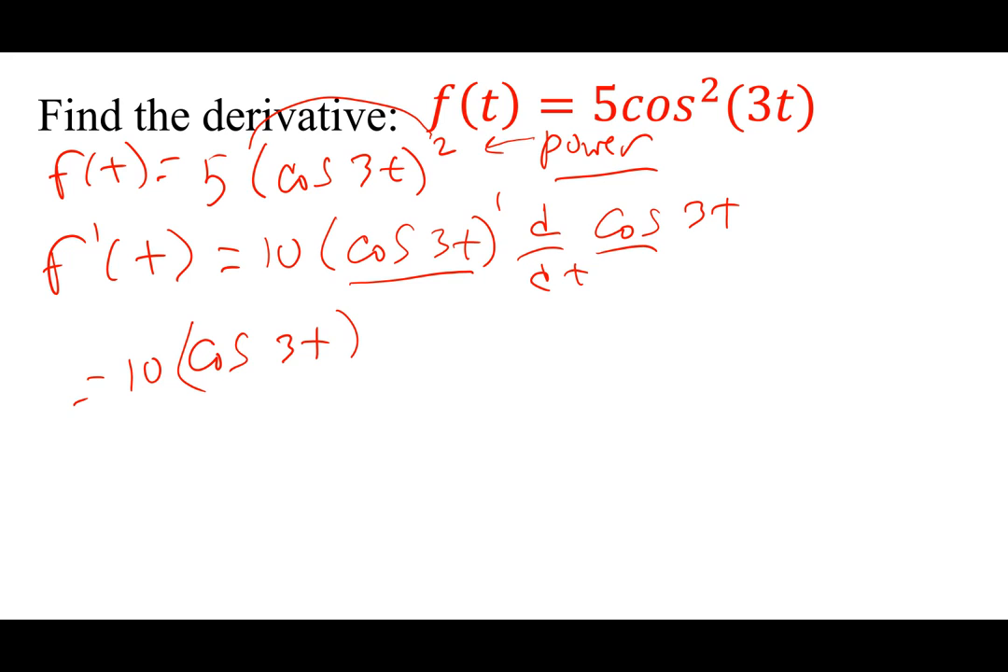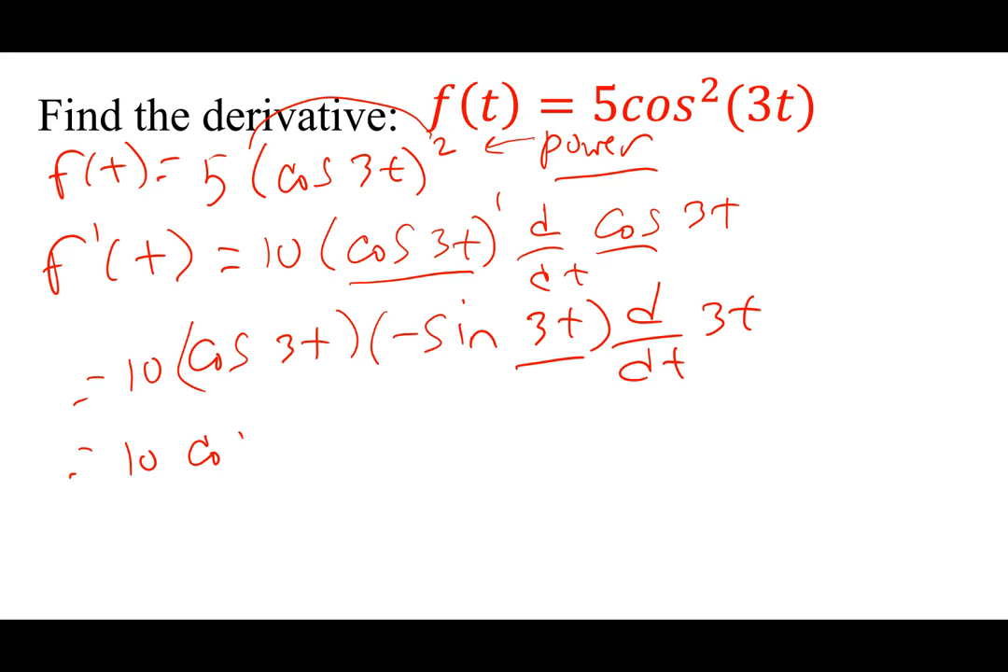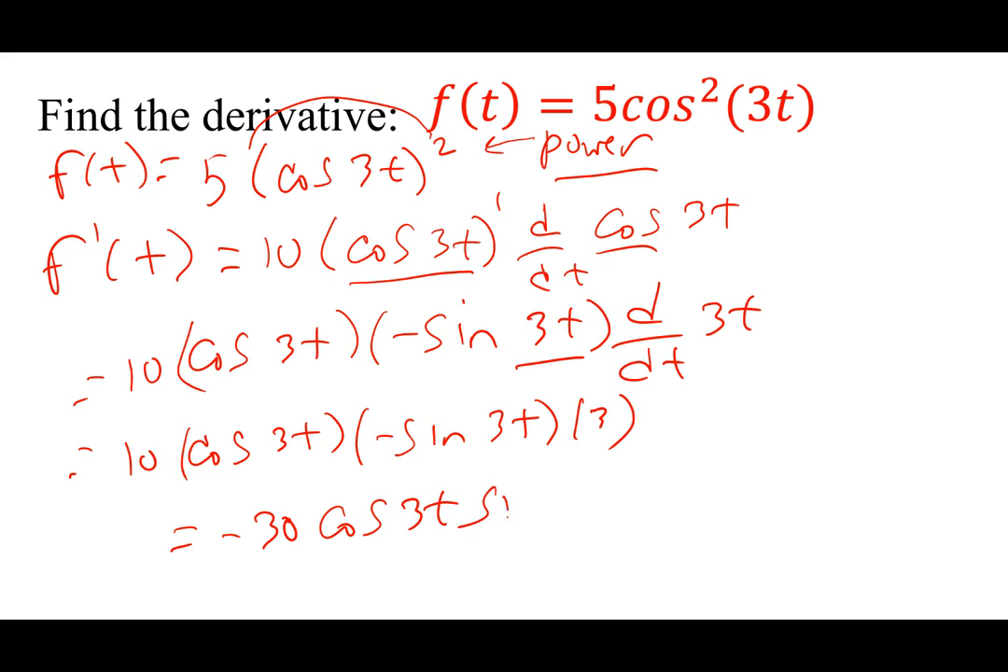So 10 times the cosine of 3t. The derivative of the cosine of something is the negative sine of the same something, and then you have to take the derivative of the new inside. So 10 times the cosine of 3t times the negative sine of 3t times 3, which is going to ultimately give you a final answer. Combine the 10, the negative, and the 3 to give you negative 30 cosine of 3t times the sine of 3t.